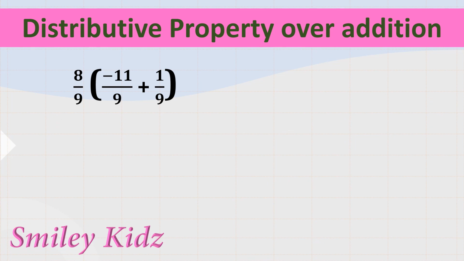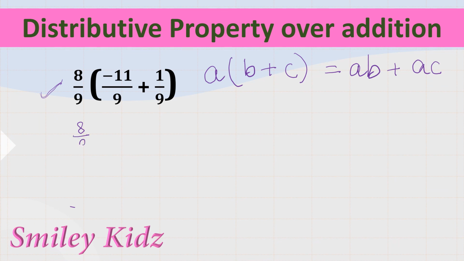First, let's see distributive property over addition. The property is a multiplied by (b plus c) is equal to ab plus ac. So let's apply the property and solve this example. a multiplied by (b plus c) is equal to ab plus ac, which is equal to 8/9 multiplied by minus 11/9 plus 8/9 multiplied by 1/9.